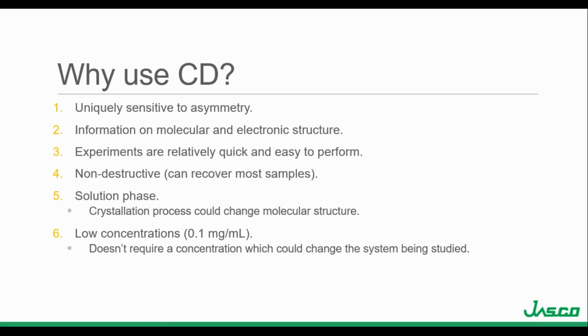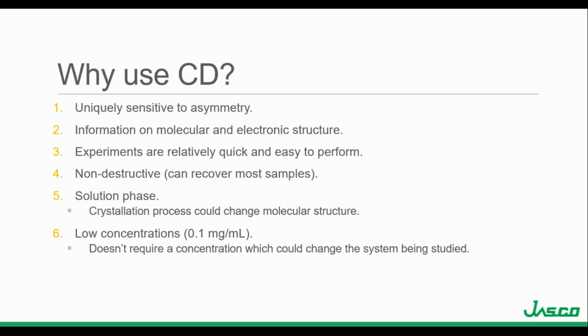So CD is uniquely sensitive to the asymmetry of a molecule, and provides information on molecular and electronic structure. The experiments are relatively quick and easy to perform, and it's a non-destructive technique. So unless you're doing a chemical or thermal experiment where it irreversibly changes the structure of the protein, you can recover most samples to be used for other experiments. It's done in solution phase, so a crystallization process could potentially change the molecular structure. However, you can also do thin films in solid phase using a diffuse reflectance accessory.